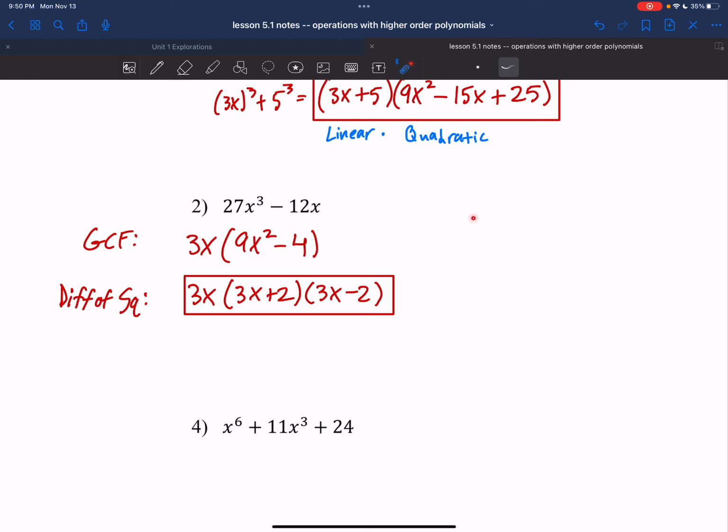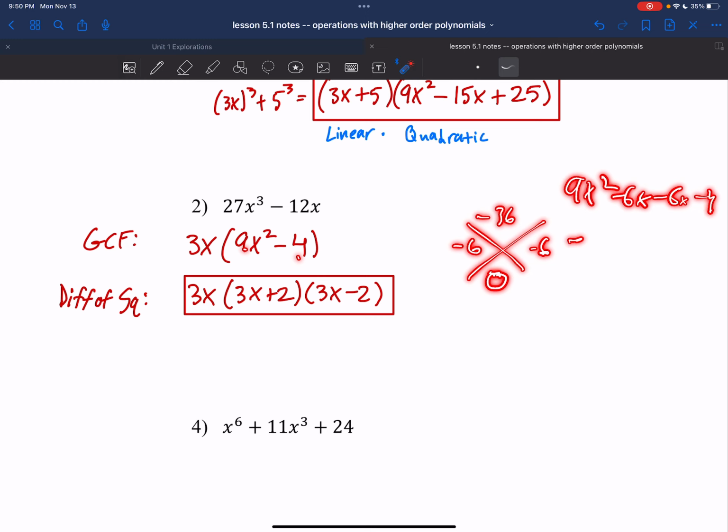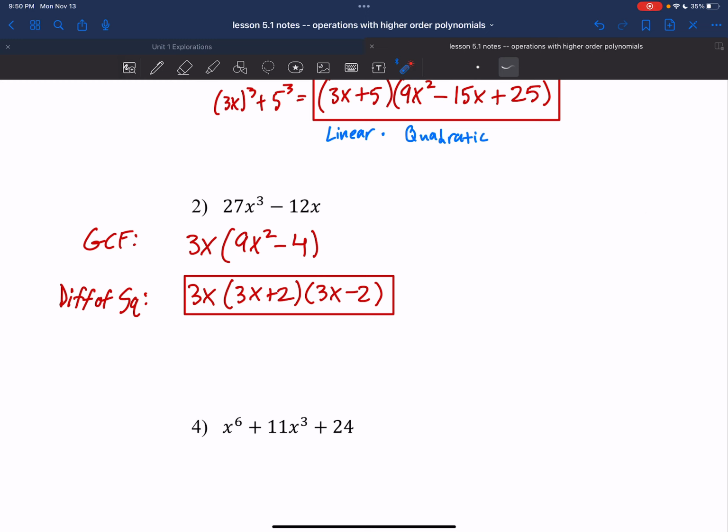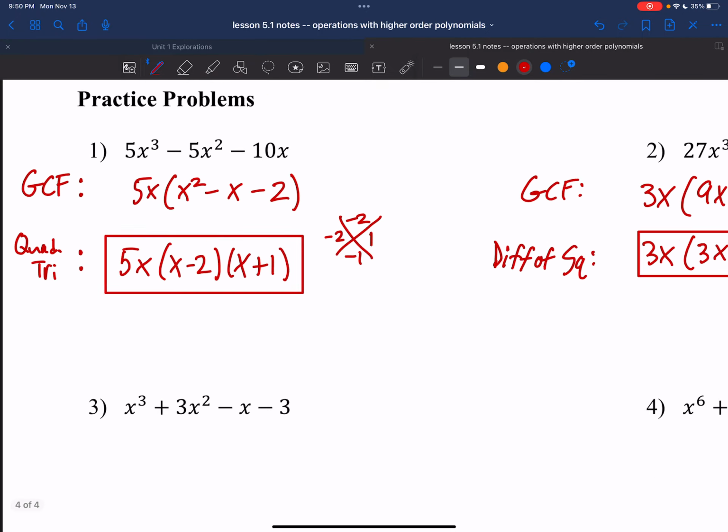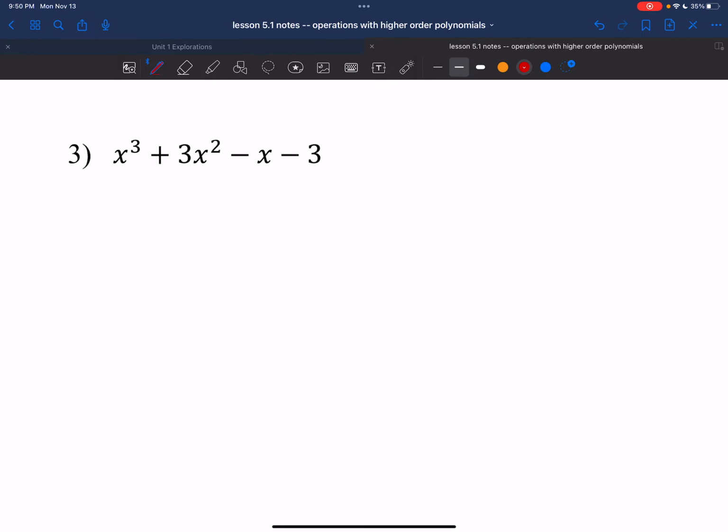As opposed to doing like 9 times negative 4 is negative 36. And then saying that that's 0, and then this is negative 6, negative 6. And then having to do grouping, you say 9x squared minus 6x minus 6x minus 4. Oh my gosh, it's exhausting, right? It's just so much more. It's just so much faster to just know the identity. Okay, 2 more. Let's do this one.